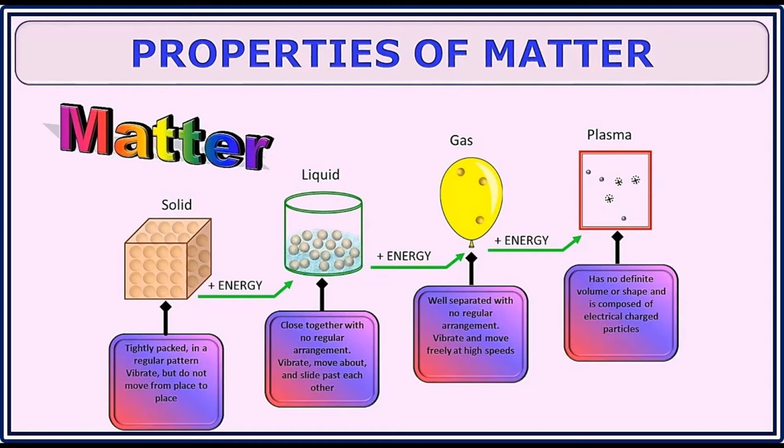Now you have the plasma. Again, the plasma has no definite volume or space and is composed of electrically charged particles. So simply by looking at this illustration, you can differentiate how these properties of matter differ from one another.